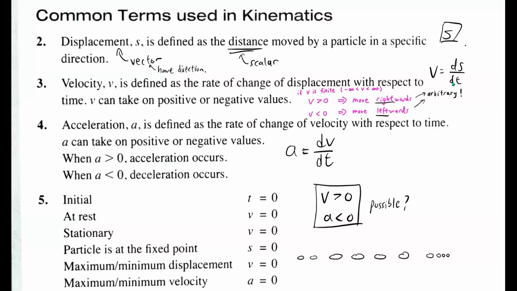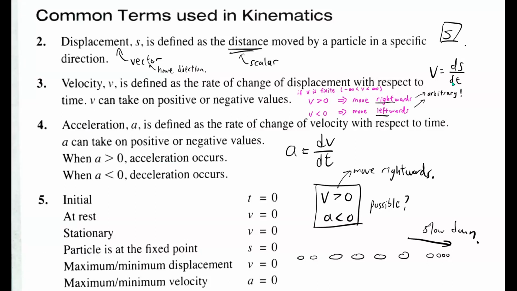Right? Eventually, you start to slow down. But you're still moving rightwards, right? Imagine an MRT station, an MRT train. It can only move in one direction. V more than 0, move rightwards. That makes sense, right? Yeah.